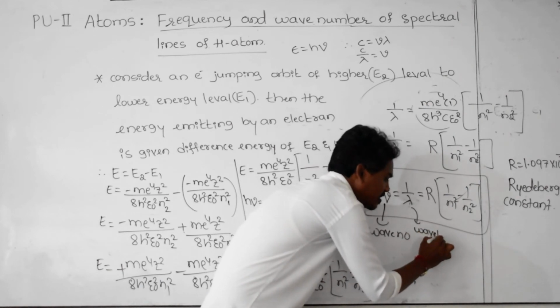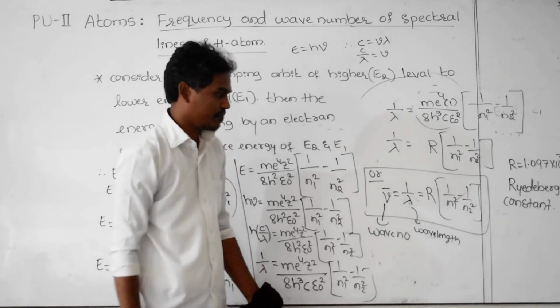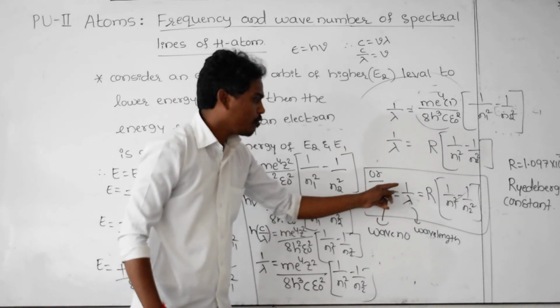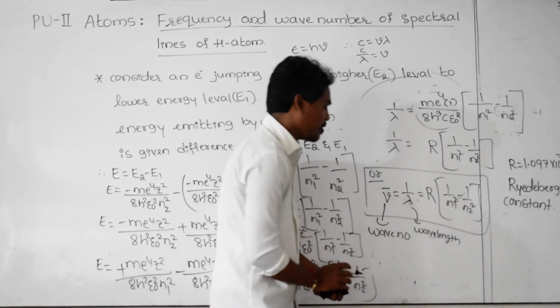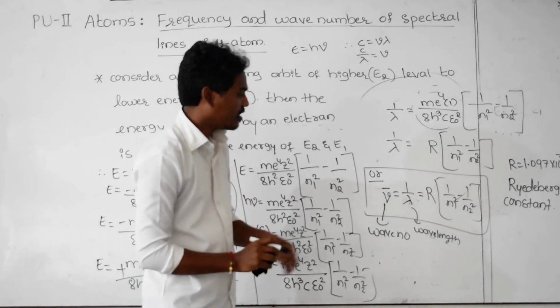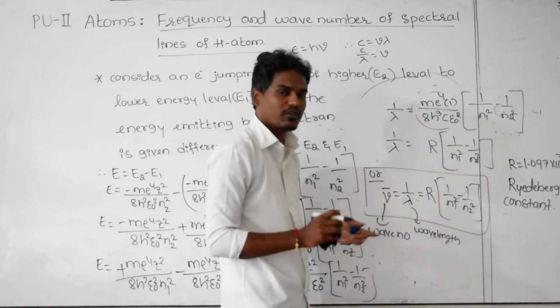Inverse of wavelength is called a wave number, or inverse of time is called a frequency. With respect to wavelength, this is a wave number. Wave number, or 1 by lambda, is equal to, this is the formula. Here, if you want to find out frequency, what can we do again? Here 1 by lambda is nothing but a wave number, or nu bar is nothing but a wave number.